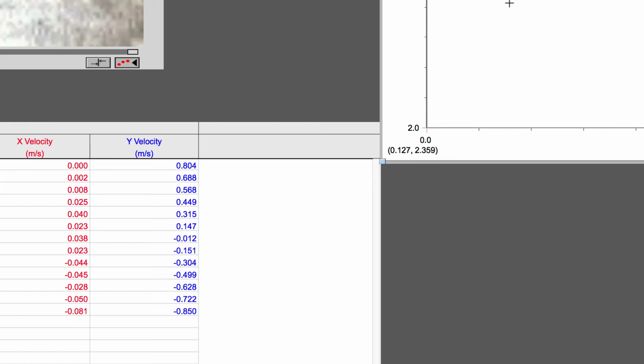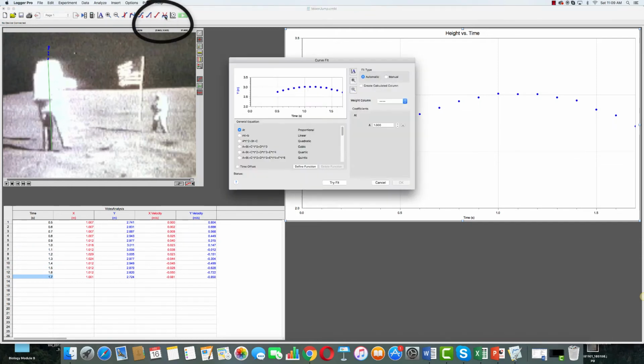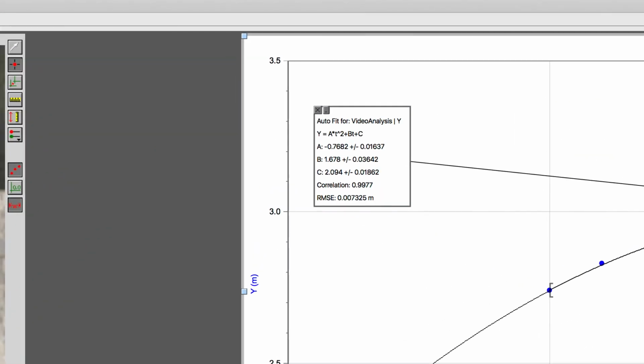I would want that curve fit to be a quadratic equation. So what I'm going to do is come over here to my quick tool buttons, click on curve fit, and scroll down until I see quadratic. I'm going to choose that, say try fit, and say okay. And then I'm going to look at the equation it gives me.